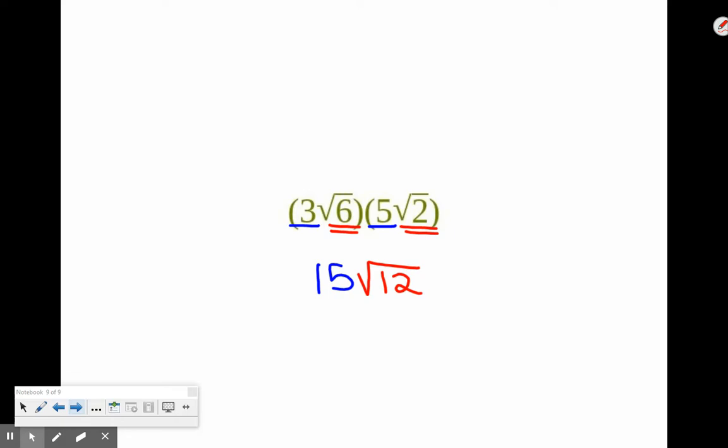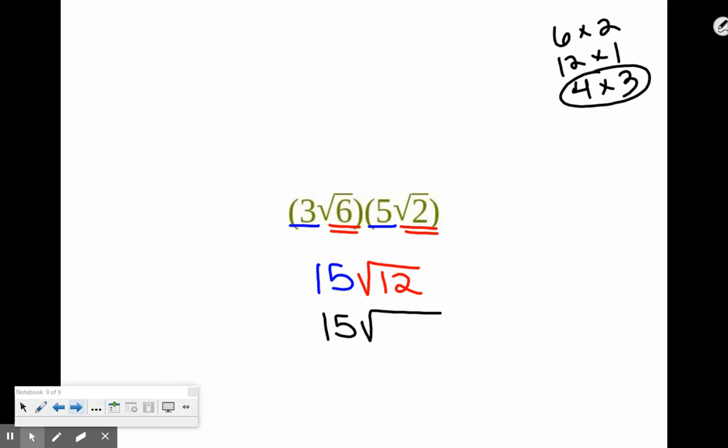Now if we need to simplify this one further, let's do that. Square root of 12. What goes into 12? 6 times 2, 12 times 1, 4 times 3. I look for perfect squares, and I notice, oh, there's 4, so I'm going to use 4 times 3. So watch this. We get 15, that stays like normal. We rewrite 12 as 4 times 3, just like the last problems. So nothing really changes here.